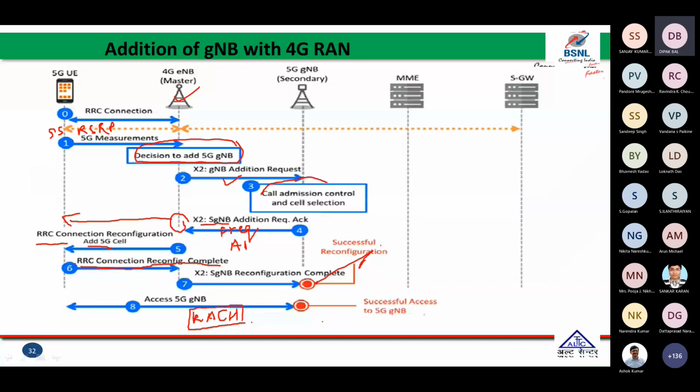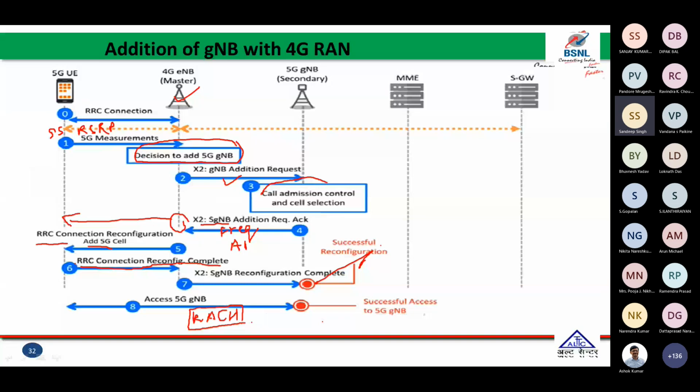Sir, one question, sir. Please. Sir, in this case, I think a 4G UE can also be used with better performance in 5G, right? Actually, why do we add gNodeB in the 4G RAN?